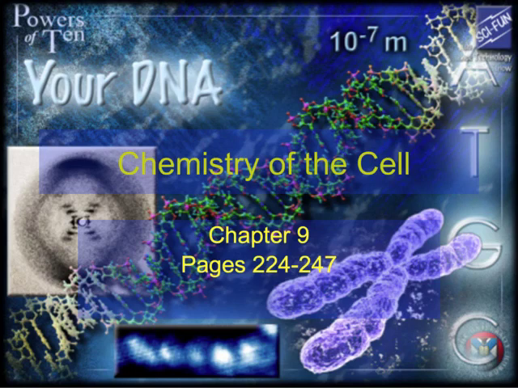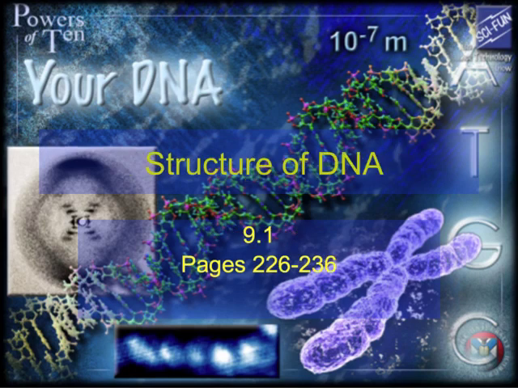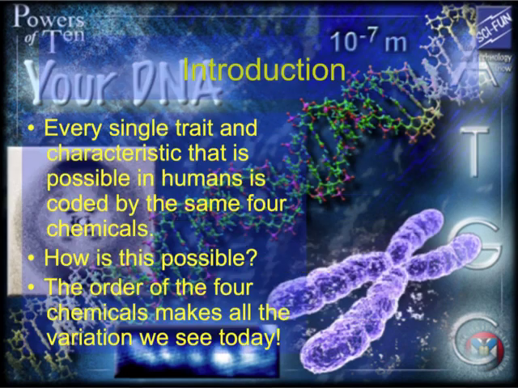Alright, this is an intro to Chapter 9, and we'll get started here, and hopefully learn a little bit about the chemistry of the cell, a little bit about DNA. It's 9.1. Just remember to read the very first part of 9.1 and answer questions 1, 2, and 3 for your next class. So, a little background.